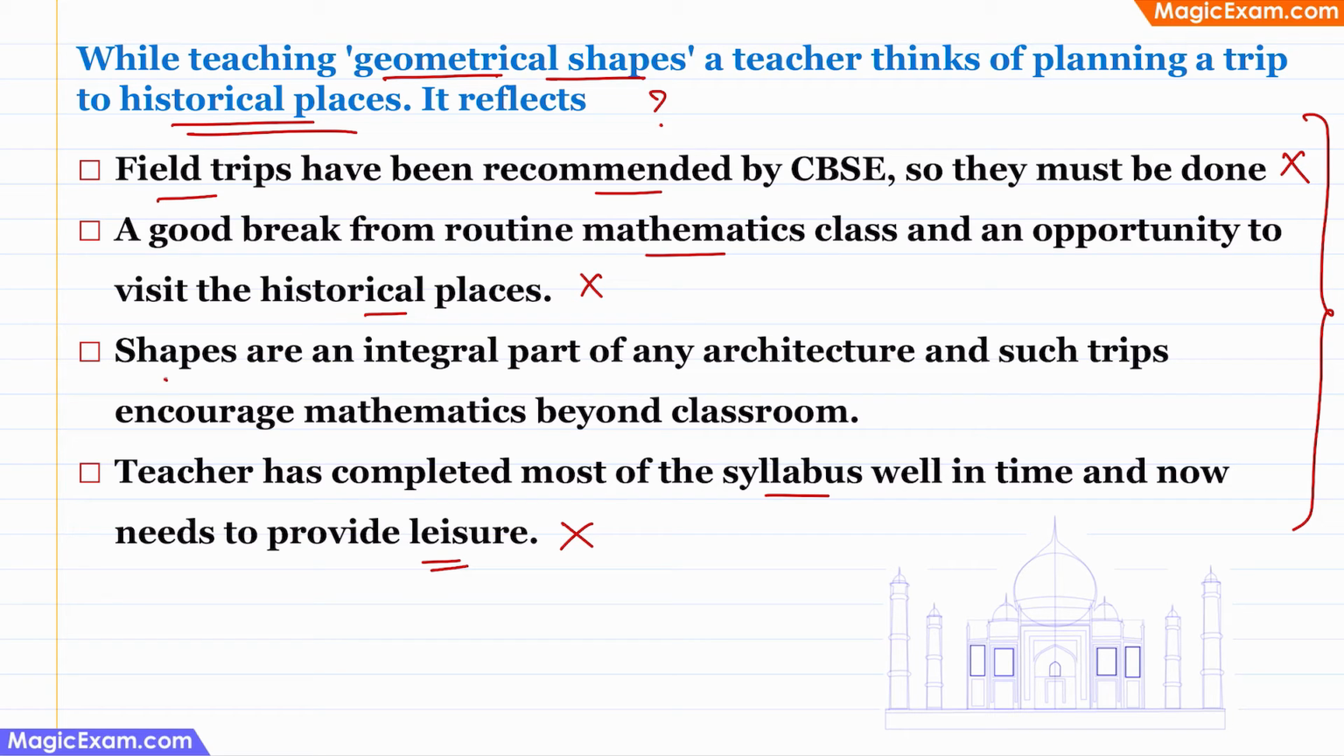Statement 3 says, shapes are an integral part of any architecture and such trips encourage mathematics beyond the classroom. So if you go to a historical place like the Taj Mahal, you can see that circles and rectangles and triangles are part of the design and the construction of historical monuments like the Taj Mahal. Therefore, when you visit a historical place, students can look at how mathematics actually occurs, or how geometry is actually used in the real world, right?